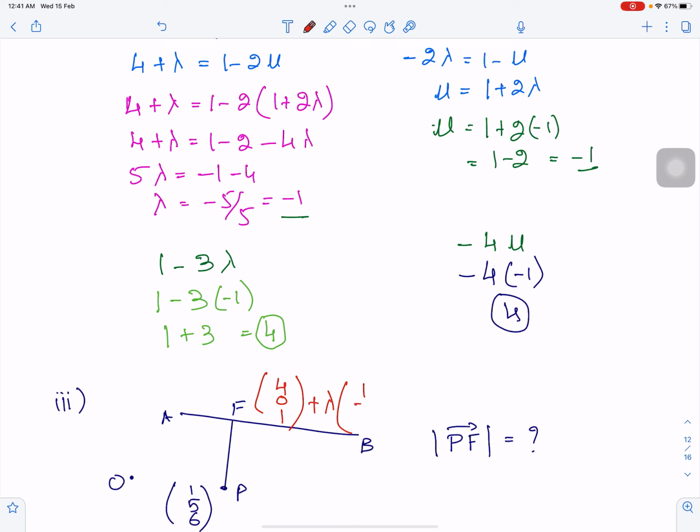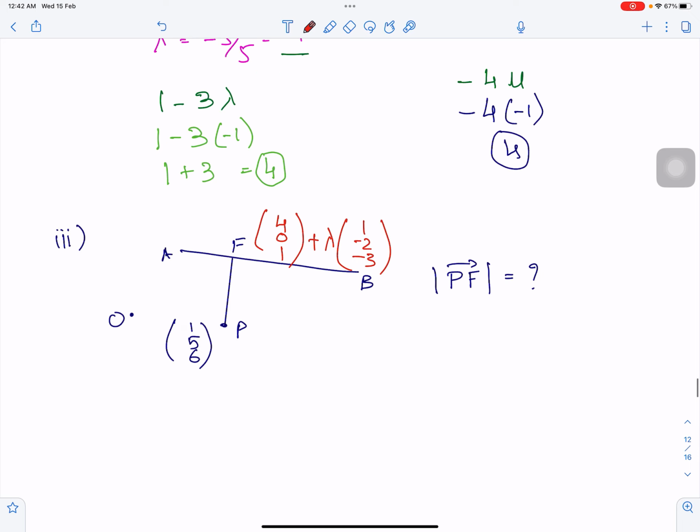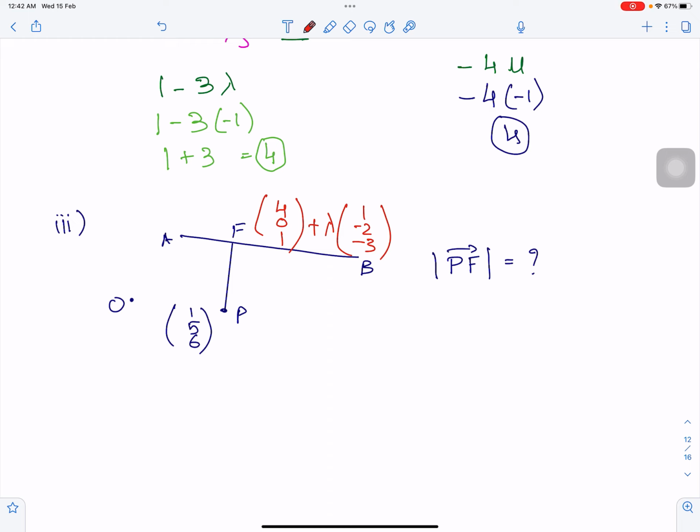Lambda 1 minus 2 minus 3, right? This is the equation of the vector line AB, and 1 minus 2 minus 3 is the direction of the line. We have to find PF. So let's start. PF, we will start in order. So vector PF, if I change into position vector, it will be OF minus OP.